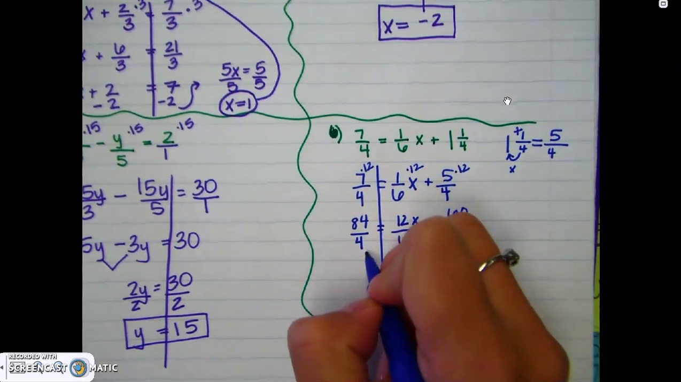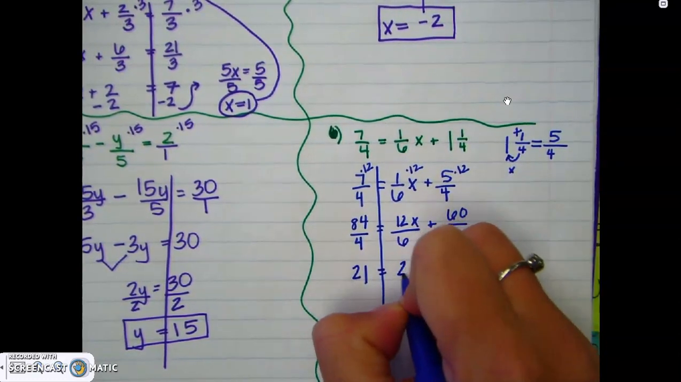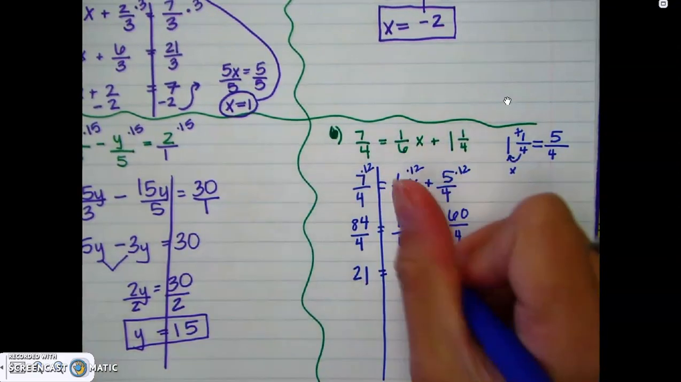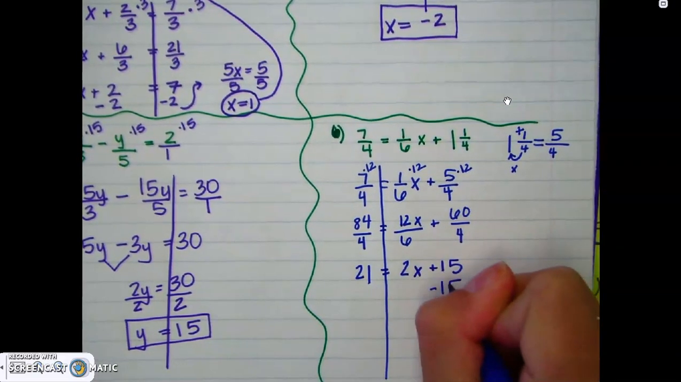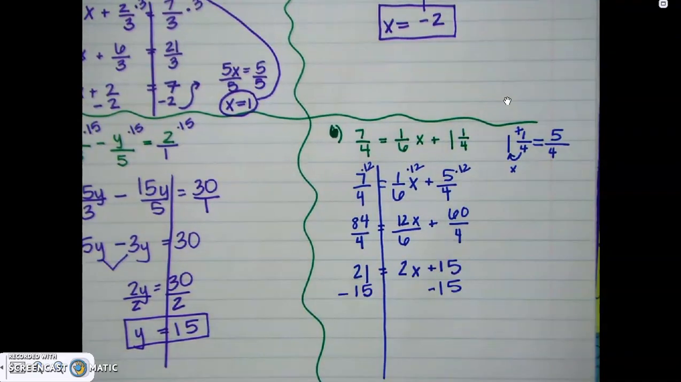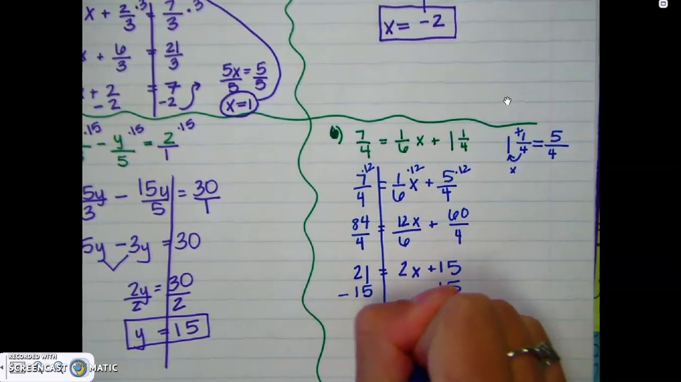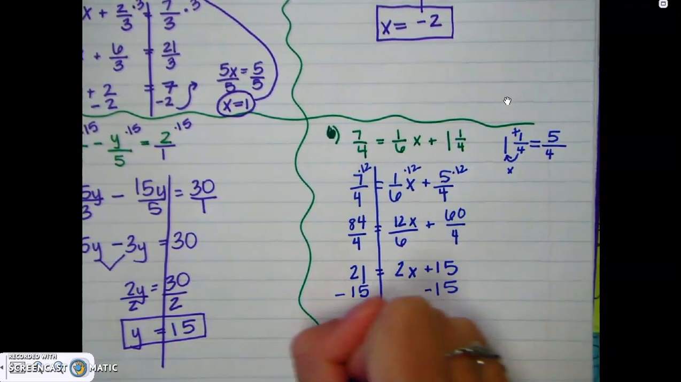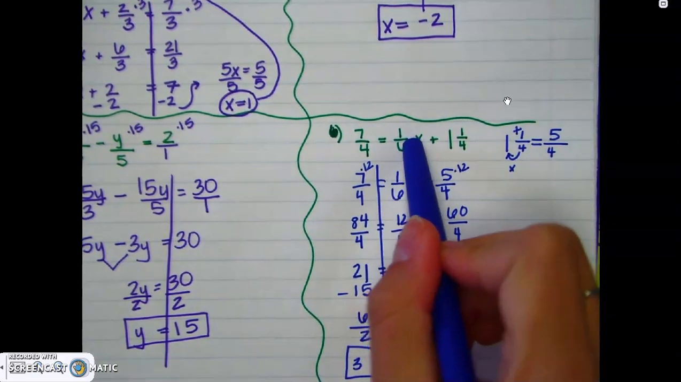And now everything's divisible, so I can go ahead and start dividing to get rid of those fractions. 84 divided by 4 is 21. 12 divided by 6 is 2x. And 60 divided by 4 is 15. And now I have just a simple equation I can solve. I can use the addition property of equality there. 21 minus 15 is 6. And then I can finally use the multiplication property of equality to get x equals 3. Okay, and then I can go ahead and check my answer by plugging that x back in for x there and solving.